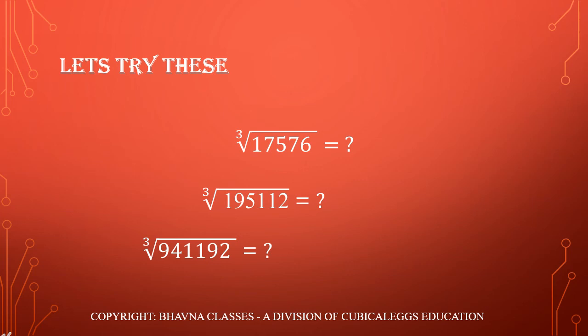Let's try some questions and write the answers in the comment section. The limitation of this method is that you can find the cube root of only those numbers which are perfect cubes. So when somebody asks you, they should give you a perfect cube, and only then can you use this method to find the answer. If some other number is given whose perfect cube cannot be found, you can still apply this method, but the answer may not be correct. Okay, so you have to keep this in mind.